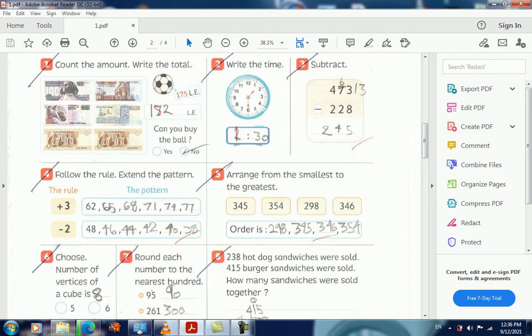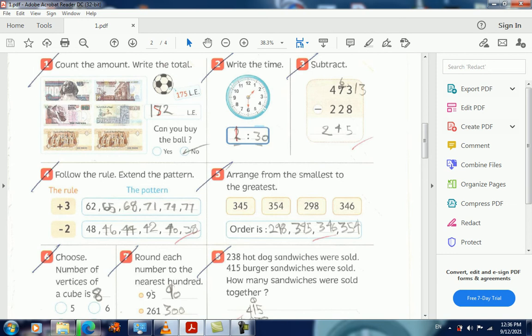Then they ask a question, can you buy the ball? If I have 182, which is more than 175, because the ball costs just 175. So yes, I can. Okay, not no, it's yes. Yes, I can buy the ball because I have enough money and I will get change at the end.